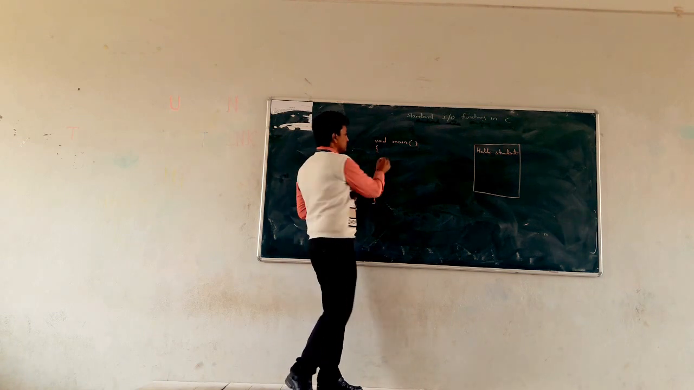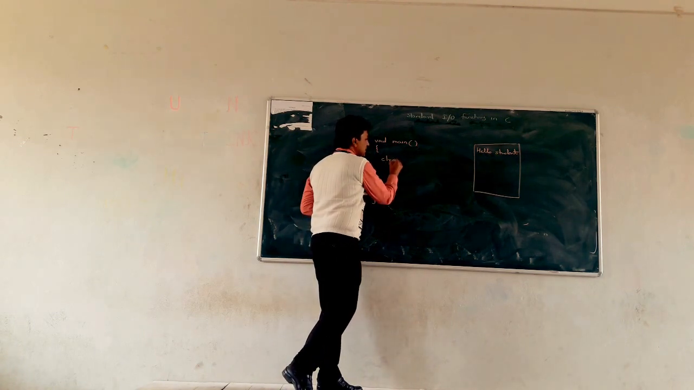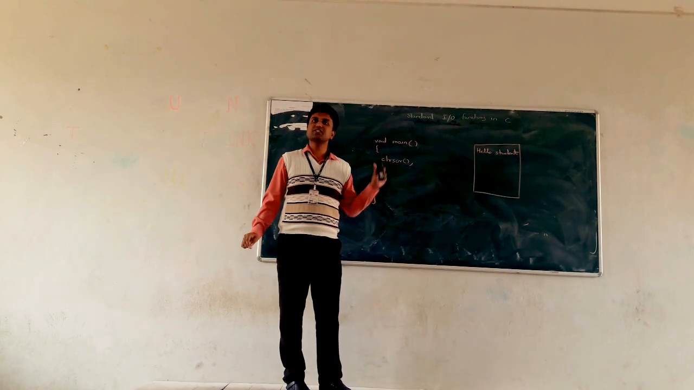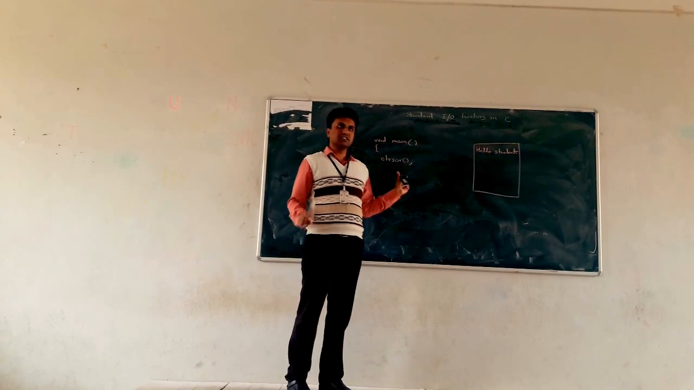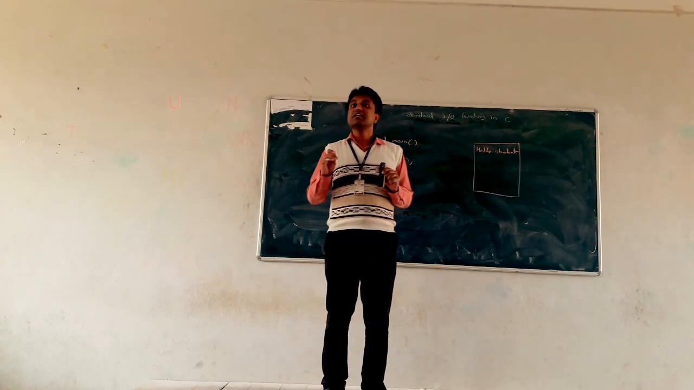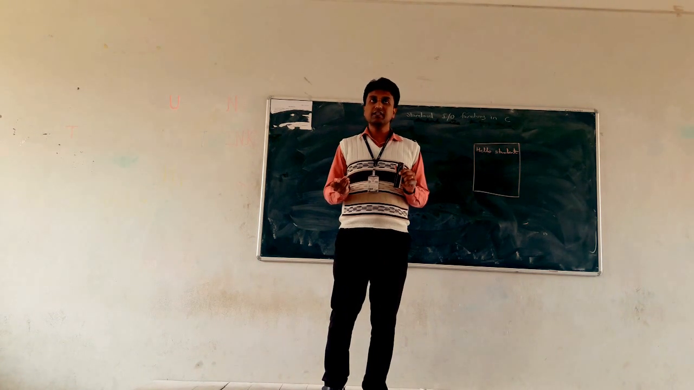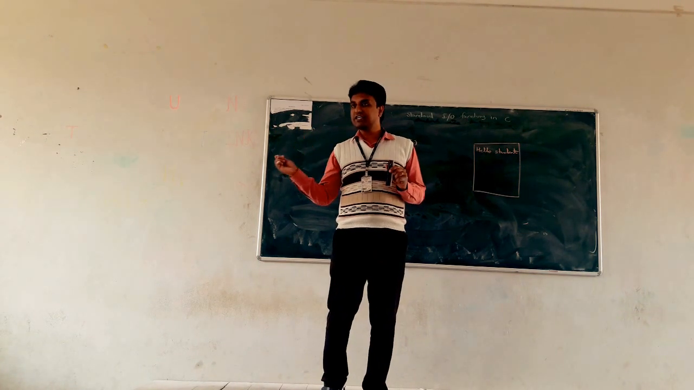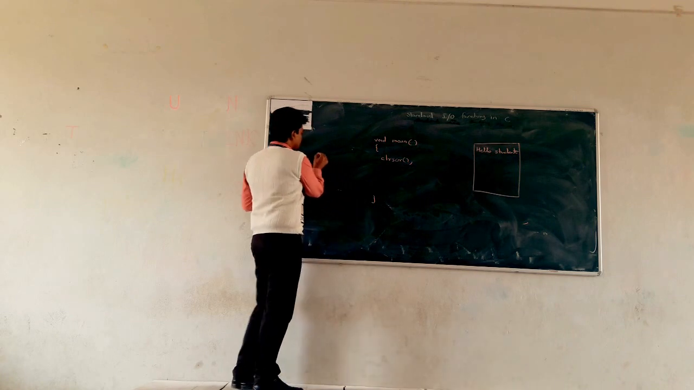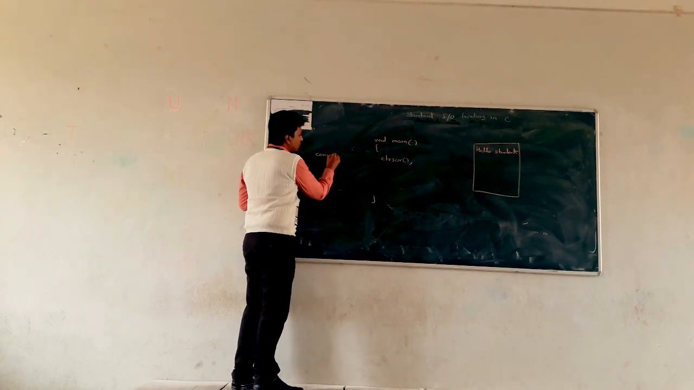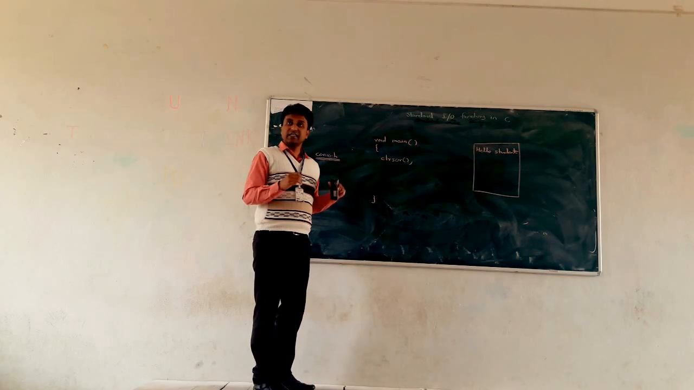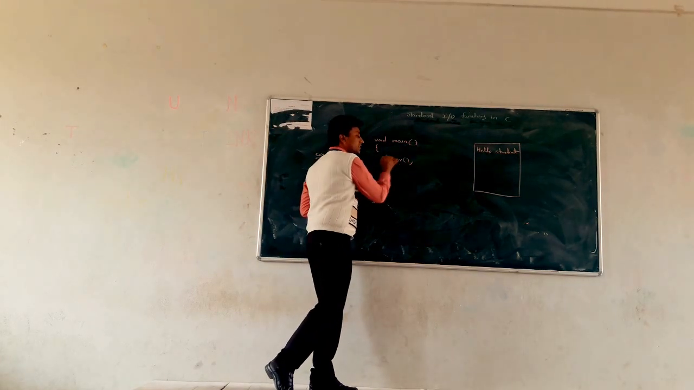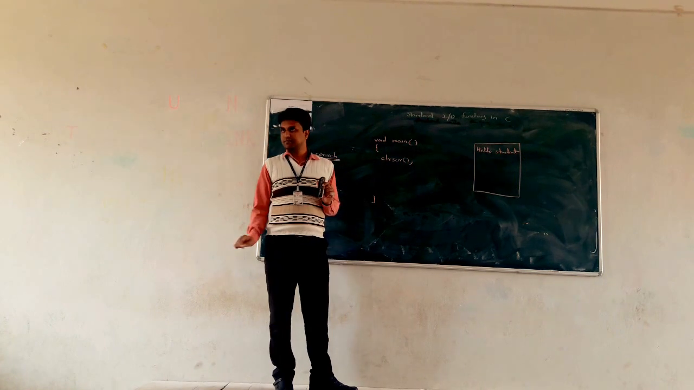For that purpose, there is one function called clrscr. That means clear screen. Screen means output screen, that is called the console. This is a built-in function, written in the conio.h header file. There are different header files. First, suppose, conio.h. This is a header file in which the definition of this clear screen function is present.